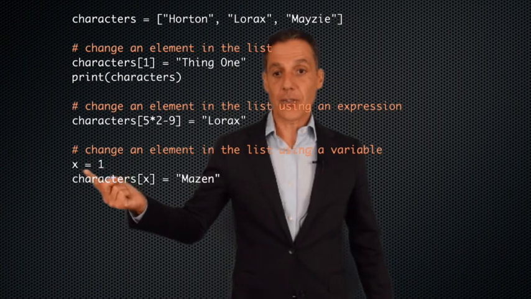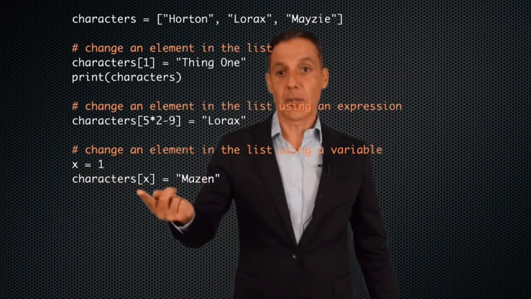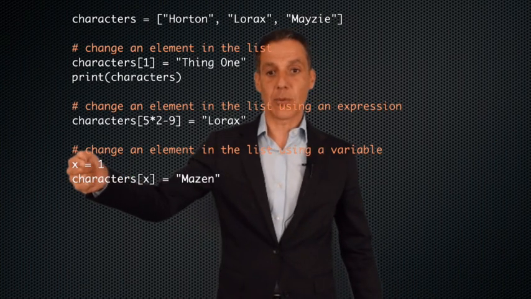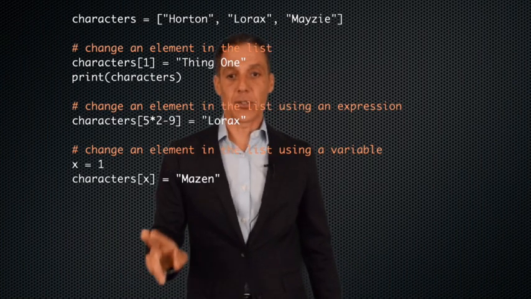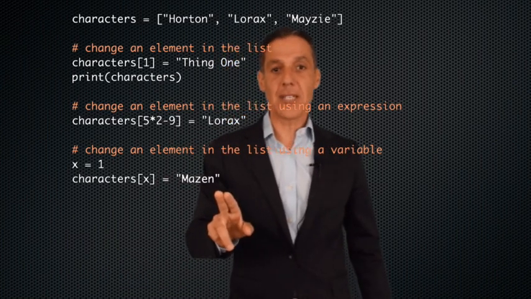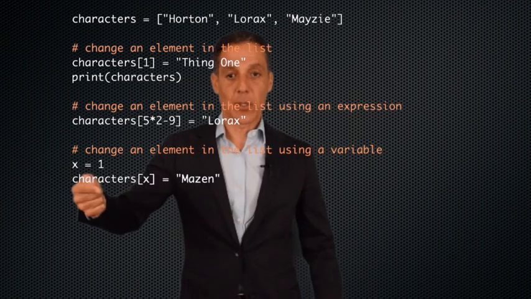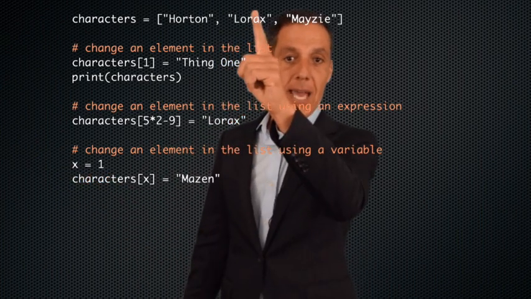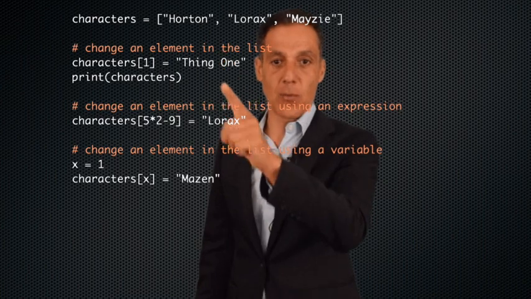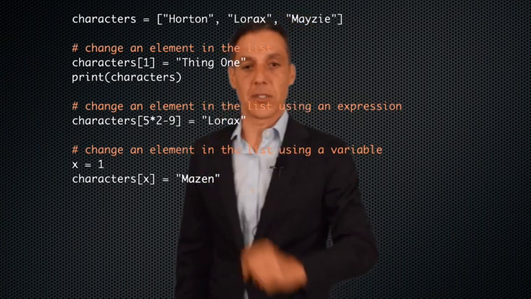Now, what's in here can also be a variable, right? So if I say x is equal to 1, and then I say characters sub x is equal to Mason, well then that simply evaluates to 1, and then I'm going to replace this position now. We went from Lorax to thing 1, back to Lorax, and then over to Mason.